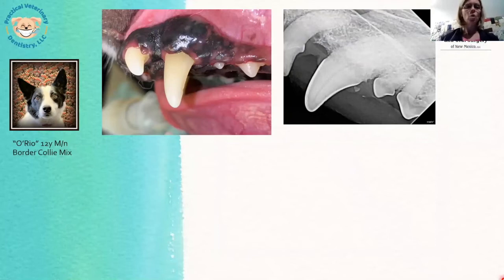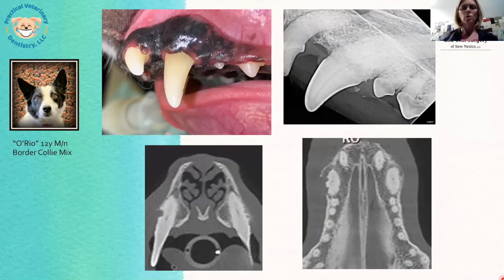This is Oreo, which I thought was a really cute name. It's O-R-I-O, and his owners call him Oreo. He is a 12-year-old border collie mix, and he has this canine tooth. Radiographically it doesn't look too exciting, but when we look at our cone beam CT, we can see huge chunks out of the tooth on this buccal bone.